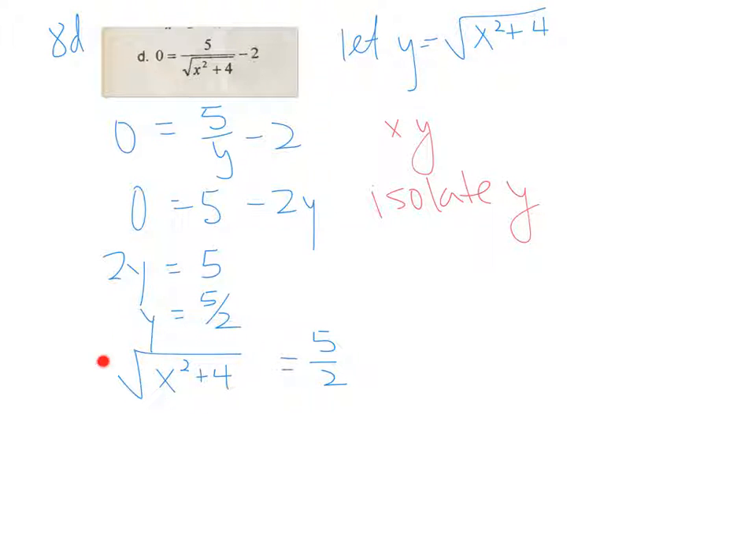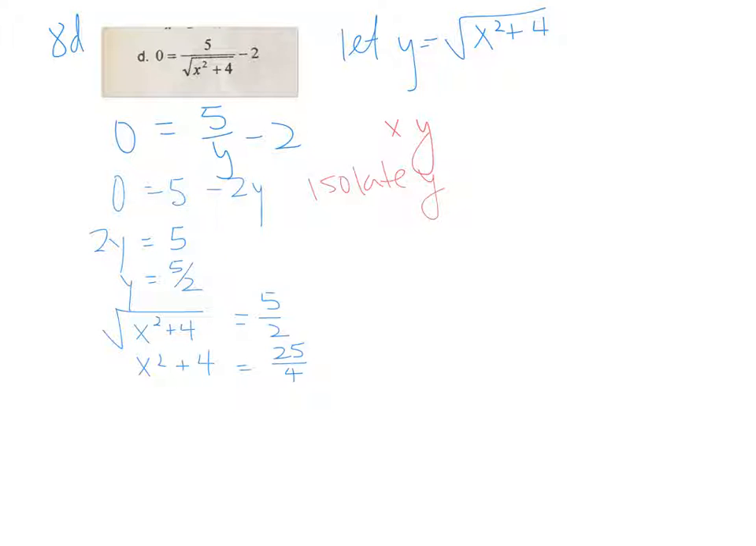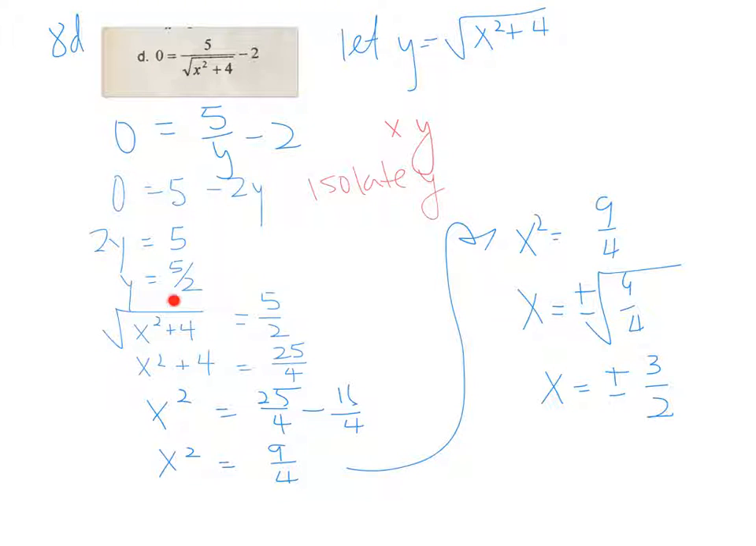To get rid of the square root, I'm going to square both sides. Notice that I cleared the square root over here, and then on this side 5 squared is 25, but I also have to do the denominator, so 2 squared is 4. And continue to isolate x. So I cleared the square root by squaring both sides. Then I took the 4 over to the other side, it became minus 16 over 4, which is the same as minus 4. I end up with 9 over 4, but that's x squared.